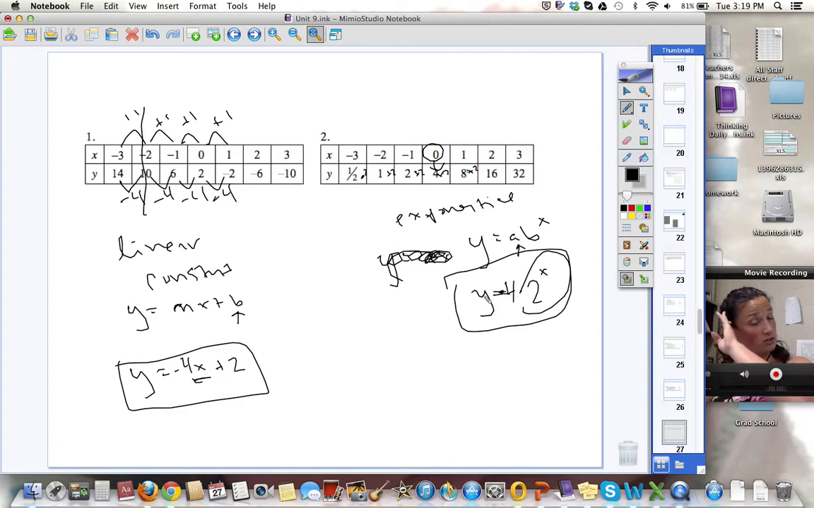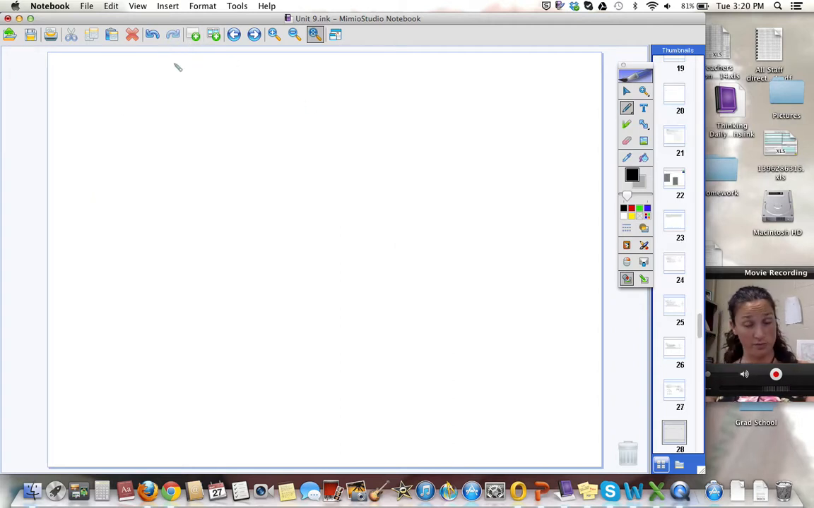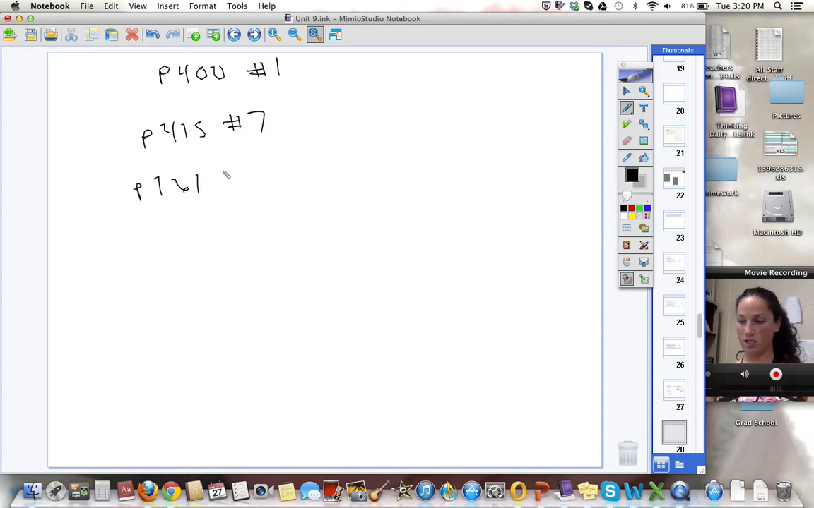So now that you've tried these two, we're going to work on some focus problems. So you can listen to music. You can work with a group. I'm going to leave my teacher edition book up there so you can go up there and check your answers whenever. So this is just kind of working on linear and exponential more so that way we can manipulate them. So I'm just going to write them down. 400, number 1. Page 415, number 7. Page 161, number 2 and 8. Page 168, number 2 and 8.